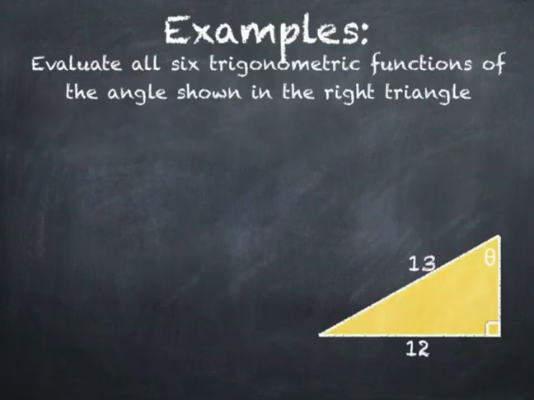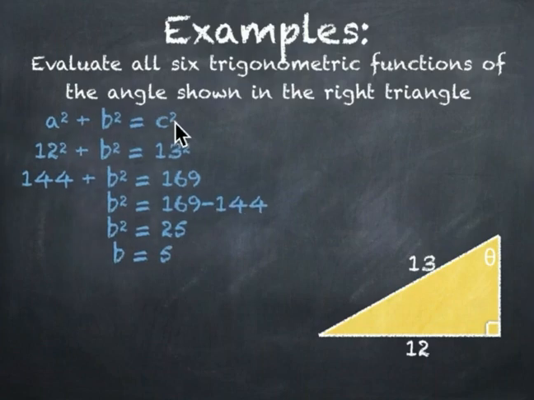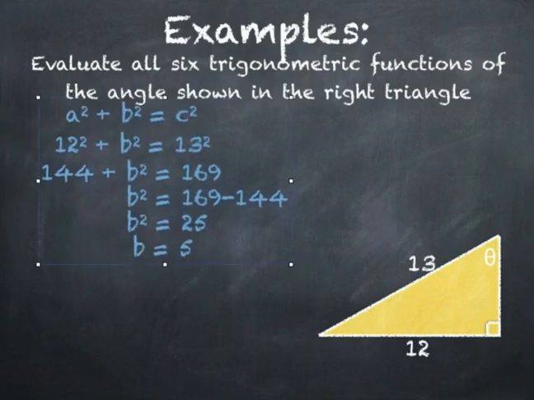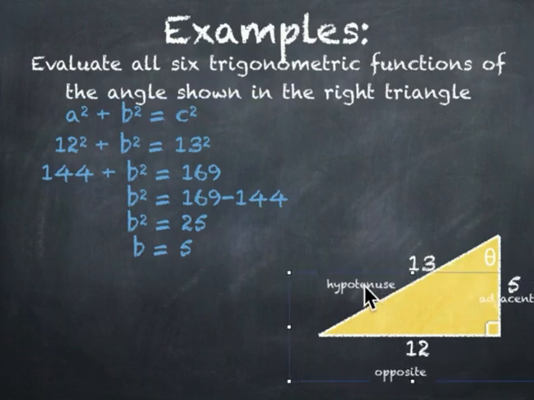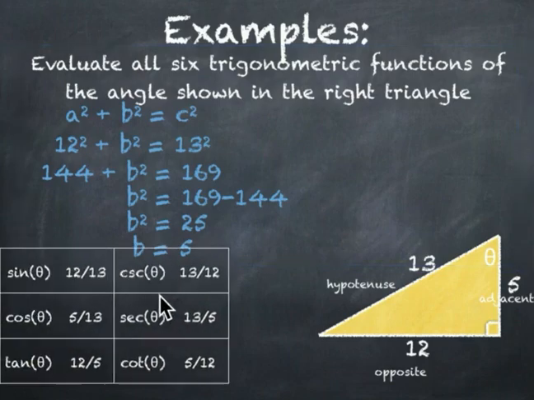Now it's your turn. Here's an example like the first one we did, where you need to find all 6 trig functions of the angle shown below. Pause the video and see if you can do it yourself. First thing you would have to do is figure out what that third side is. You should do that with the Pythagorean theorem. That gives it a side of 5. Then we should label the 3 sides. And then finally we can fill out our table of all 6 trig values.